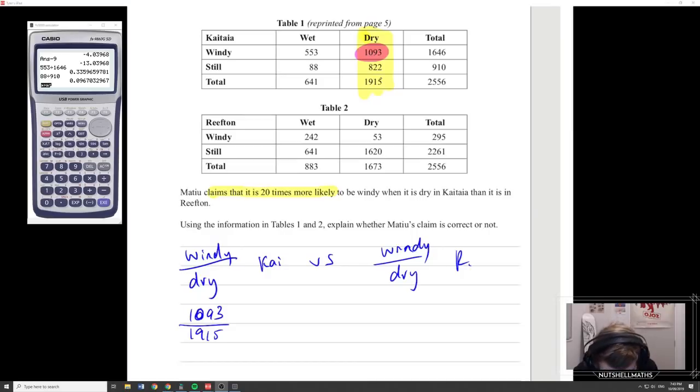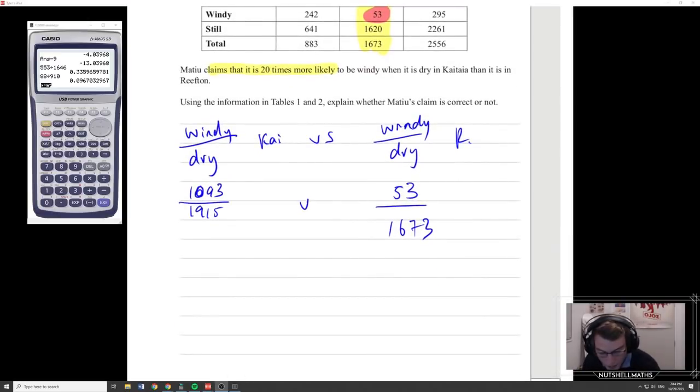And our other one, we've got windy when dry for Reefton. Let's have a look. When dry, windy. So we've got 53 out of 1673. And we're going to compare these two. 1093 out of 1915 is 0.602, so you've got like a 60% chance, versus 53 out of 1673, which is 0.032.